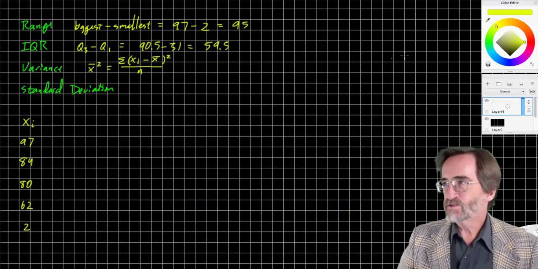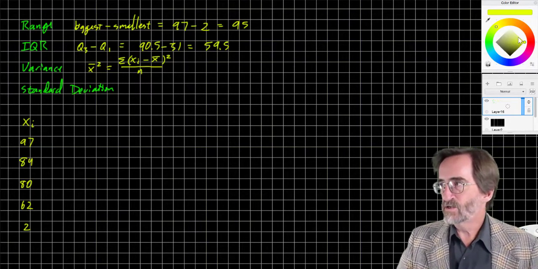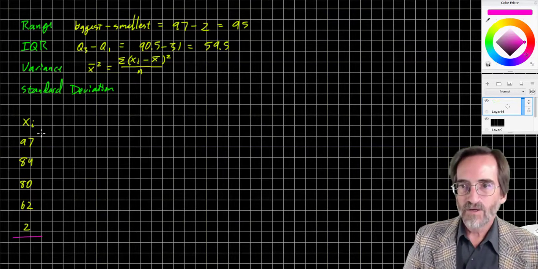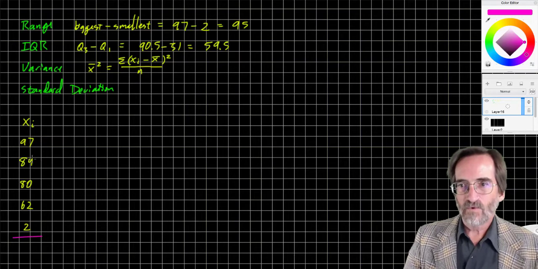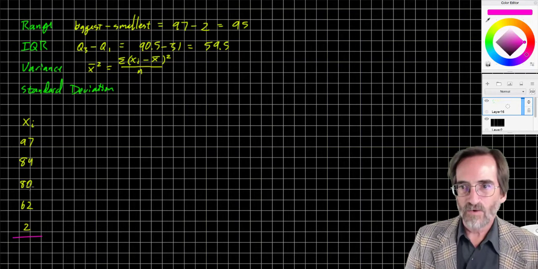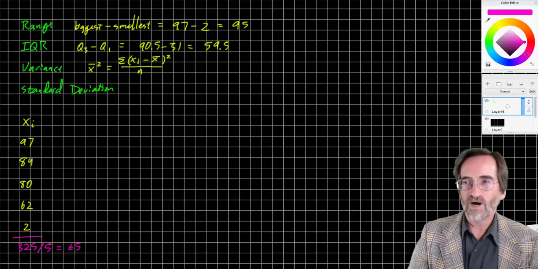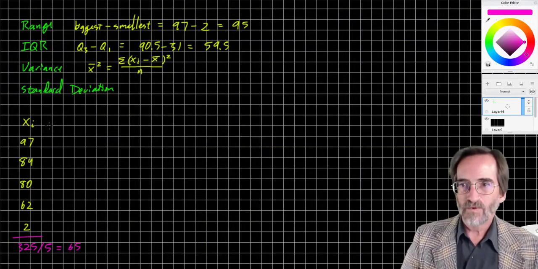Okay, so let's do that. Let's change colors here. Purple will do. All right, so I'm going to add them up. 97 and 84 is 181, 261, 323, 325. 325 divided by 5: 5 times 6 is 30, 5 times 5 is 25. So 65 is the mean.